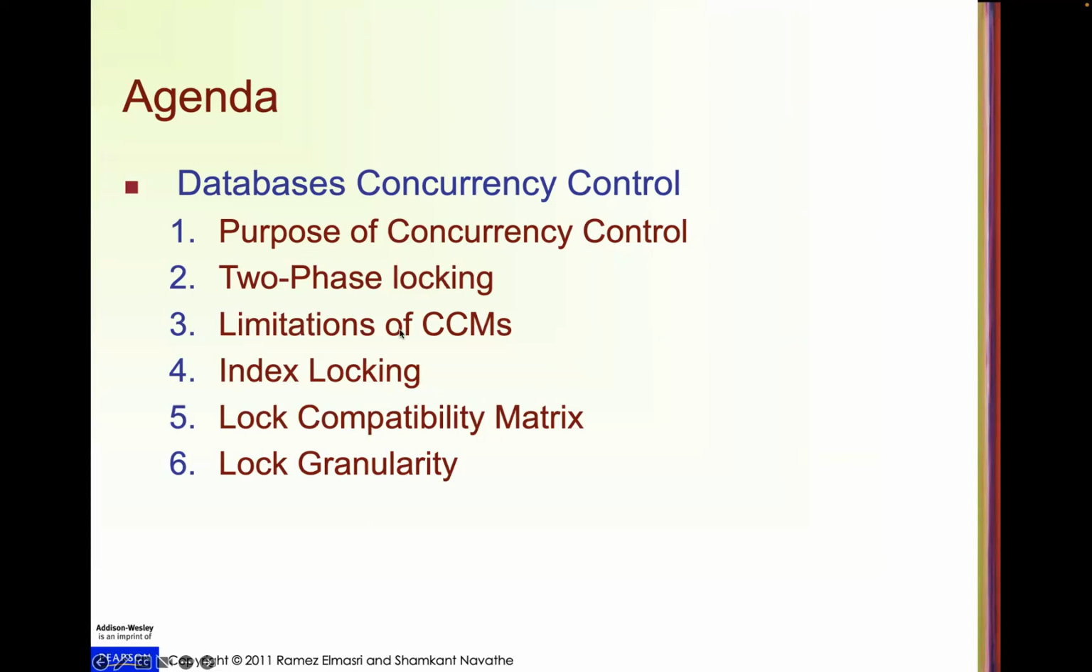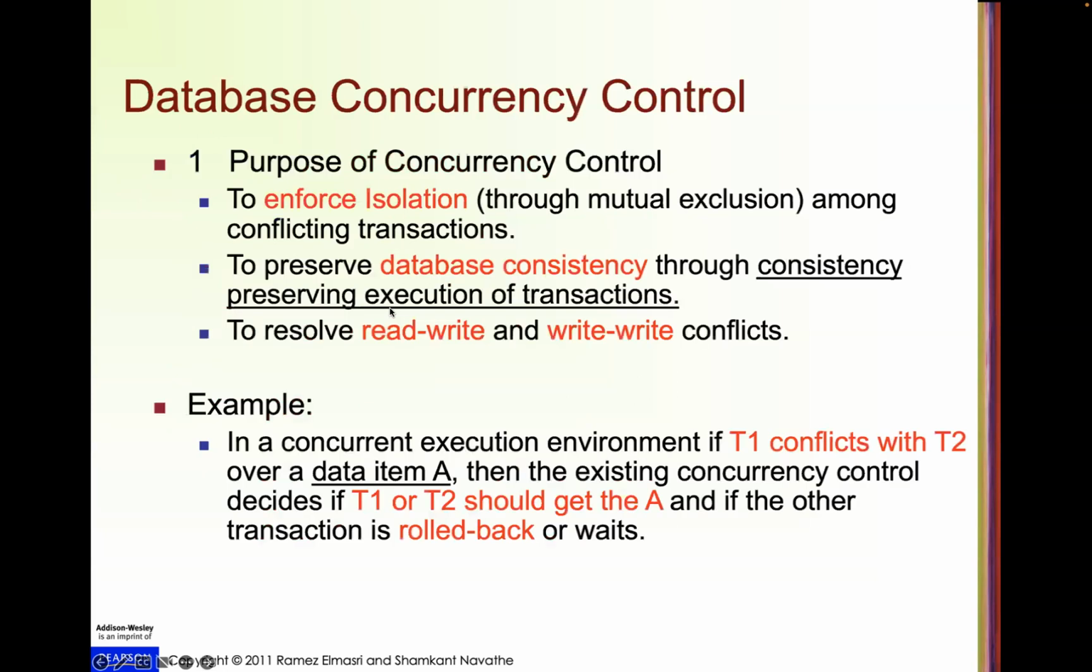We are going to discuss the limitations of the concurrency methods. We will see what index locking is. We will also discuss the compatibility matrix related to locking, and the level of lock that can be applied on a data item, which is given by its granularity. It tells whether a lock is applied over a field, a record, the table, or the data disk block. So with that agenda in mind, let us proceed.